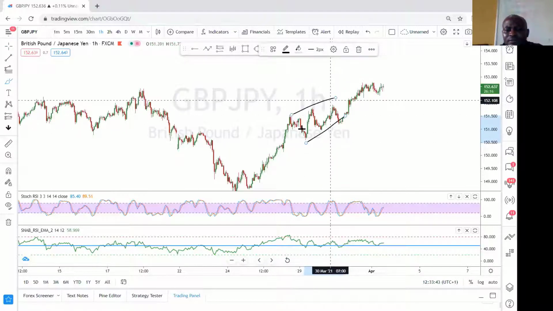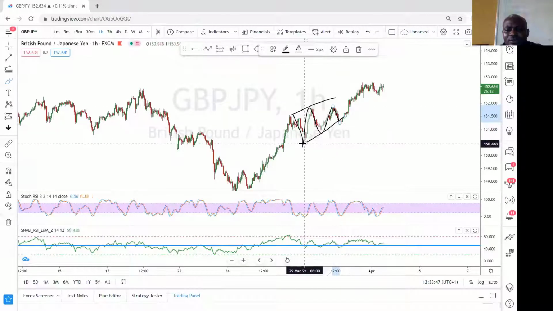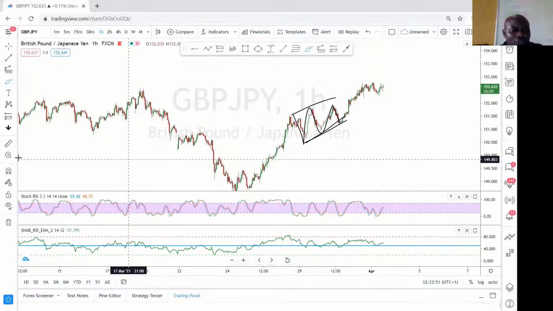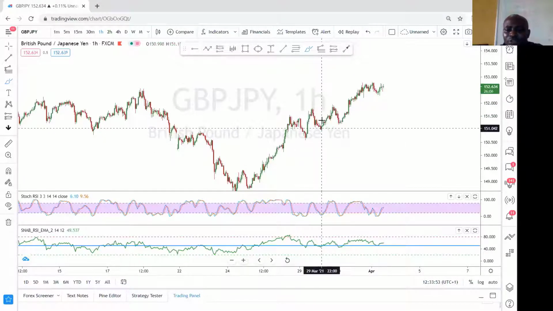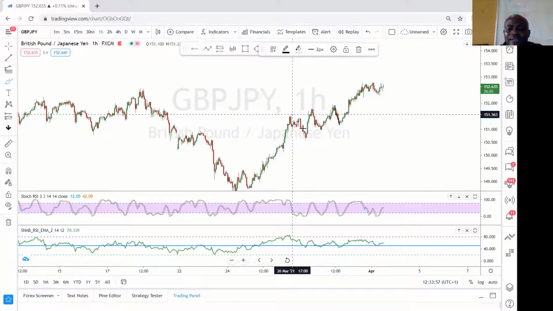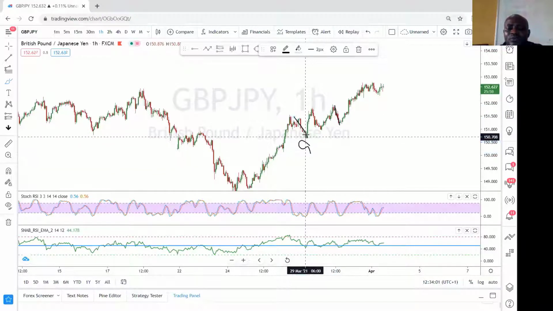You have this. This is a complex B correction. Let me show you why it is a complex B correction. I told you, any move that happens in the market, we have explanation for it. Can you see? This is wave A. Do you see this move?